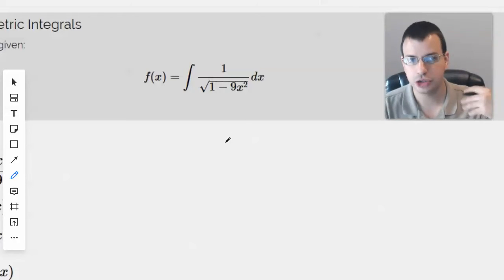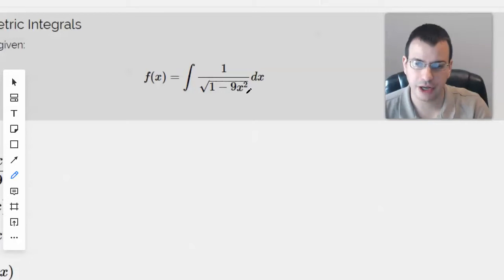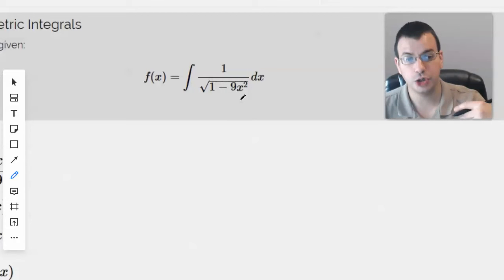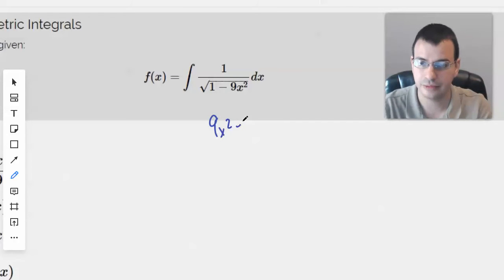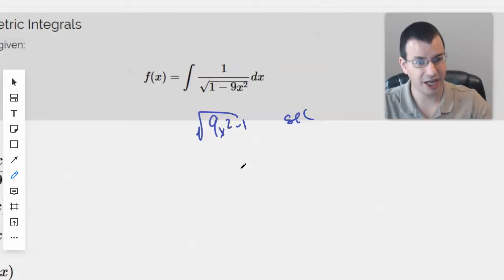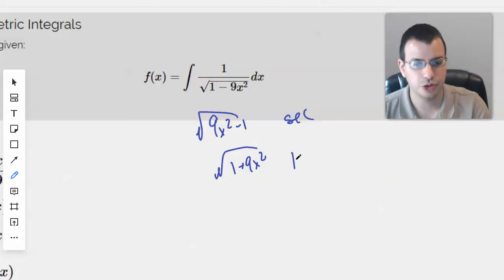And then your question is, all right, so what are we going to substitute here? Well, the mnemonic I use is if the negative is with the x, then you're going to use sine. If the negative sign is with the constant, so if it was square root of 9x squared minus 1, then you'd use secant. And if you don't have a negative sign at all, if it was square root of 1 plus 9x squared, then you'd use tangent. But this one we're going to use sine, because the negative sign is with the x squared.